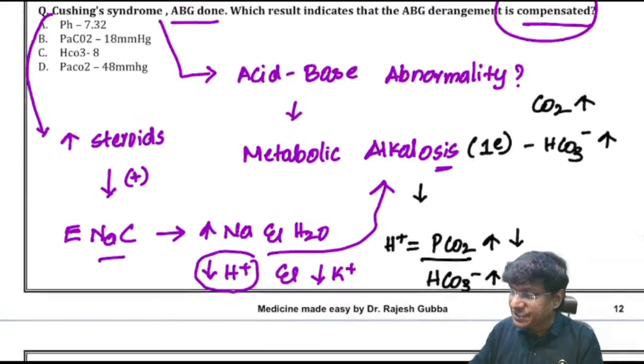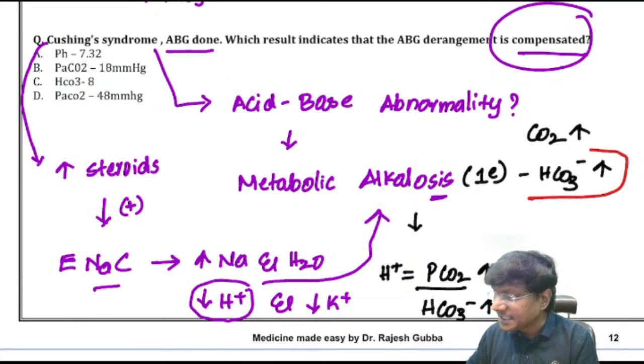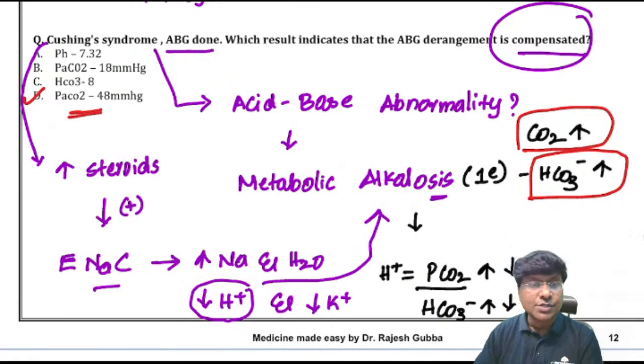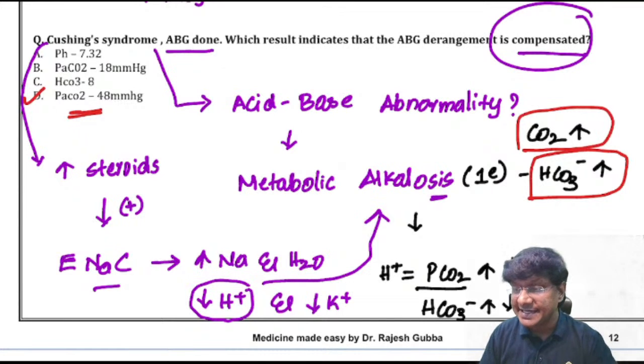So what has happened in this patient? In this patient, there is metabolic alkalosis. That means your bicarbonate is increased. So in response to that, what should happen to your carbon dioxide? Carbon dioxide also should increase. So what is the compensatory event here? That is D, partial pressure of carbon dioxide 48 millimeters of mercury. So that is the correct answer in this question. The answer here is D. I hope everyone has understood this question.